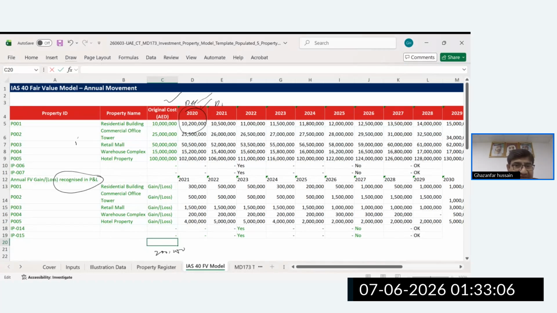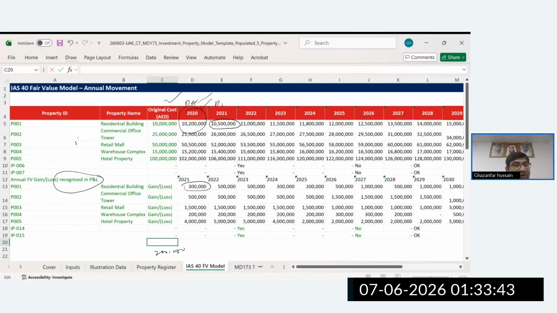Okay, let's see the example. Just take 10.5 million minus 10.2 million. How much is the gain? Because this property we have already discussed at fair value, so the increase in value is the fair value gain. So this is the gain of 300 in 2021. How? Because in year 2020, the opening value of the asset was 10.2 million and the closing balance is 10.5 million. So this is the gain.